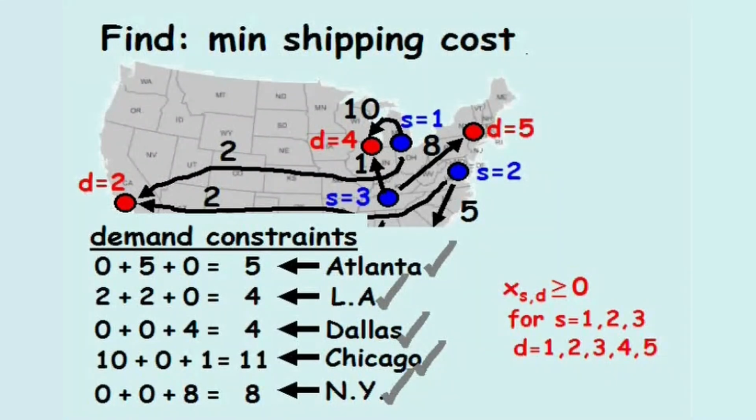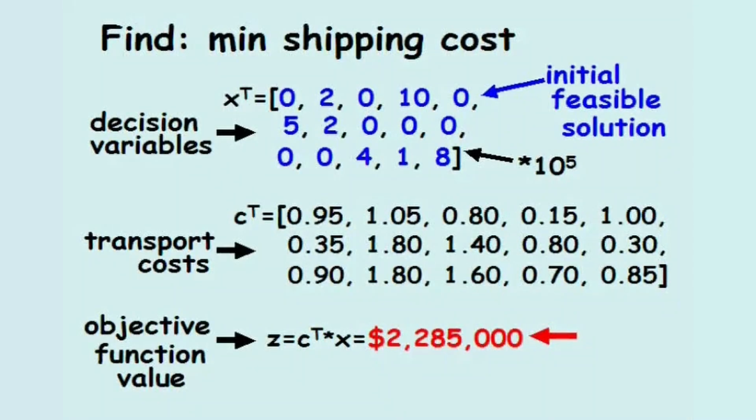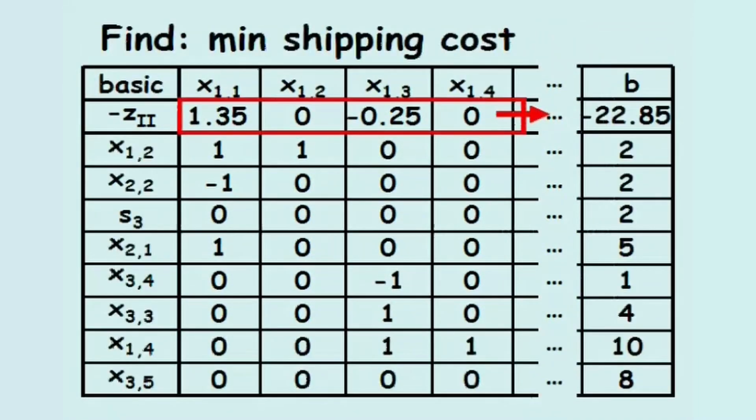Based on the initial feasible solution, the total shipping cost can be calculated as C transpose X, which equals $2.285 million. Since phase 1 is complete, we can remove row Z1 and the columns for the artificial variables V1 through V5 from the tableau. Now we'll begin pricing out using the reduced cost coefficients from row Z2.